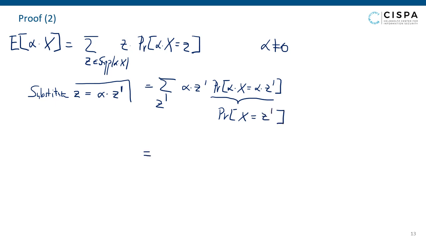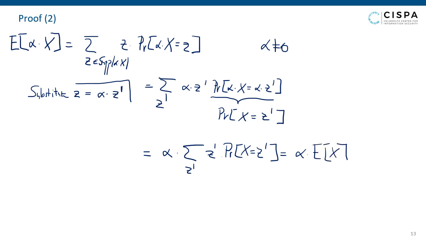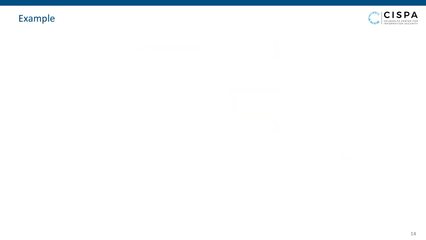So altogether, this makes alpha times sum over z prime times probability x equals z prime, which is just alpha times expectation of x. And this concludes this proof.